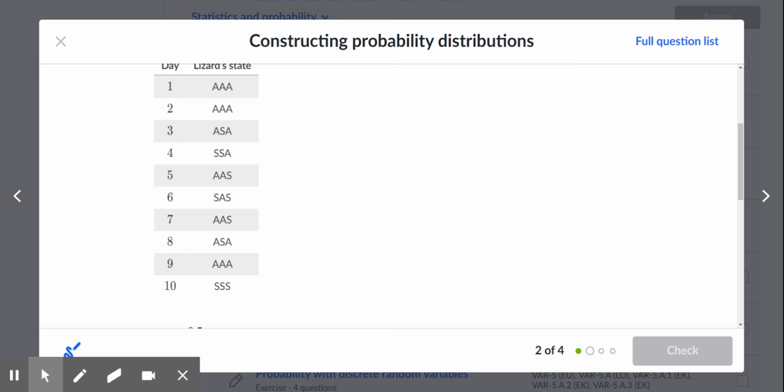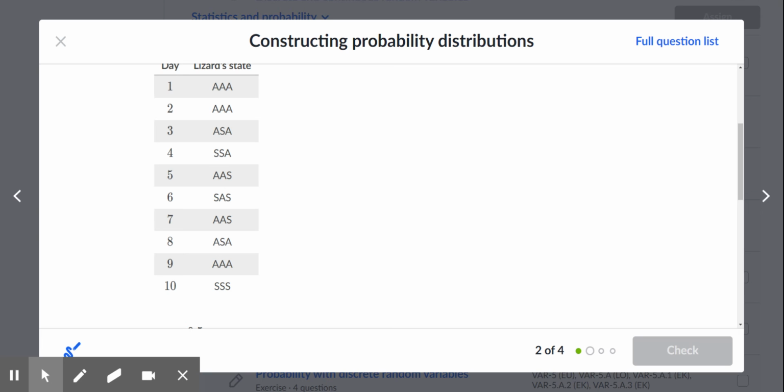Here, 1 time asleep. So 4 out of 10. How about 2 time? So 2 time. We already used this here, 2 times asleep. So 1. We reuse this 2 time asleep. 1, 2, and that's it. So 2 out of 10.